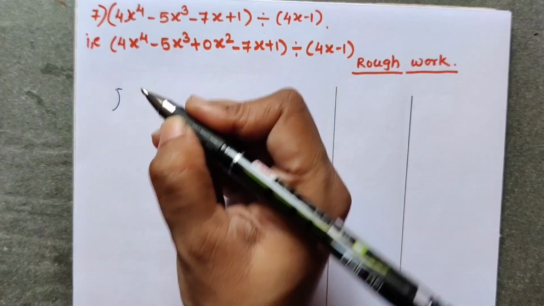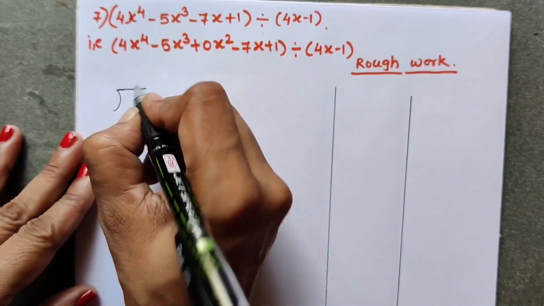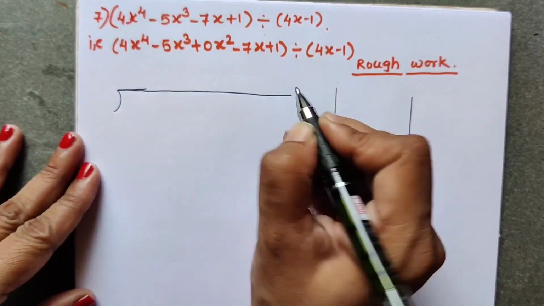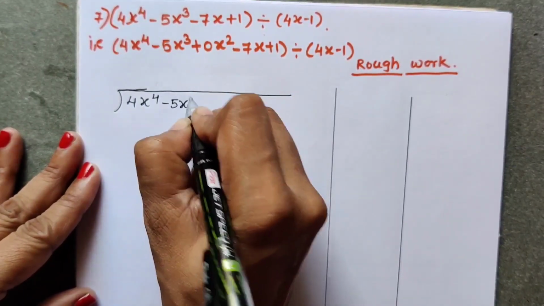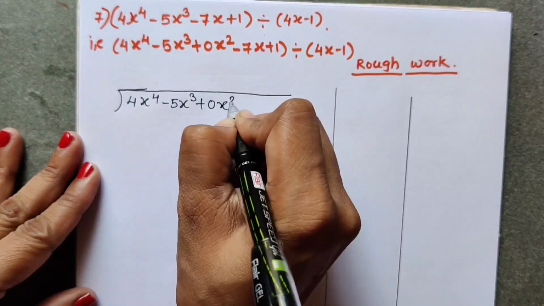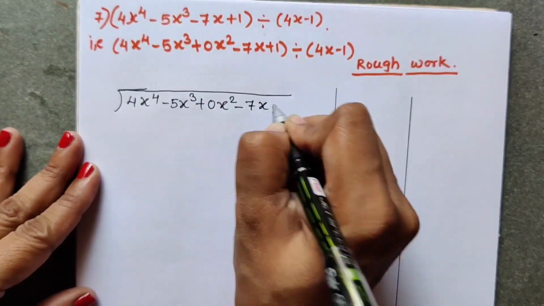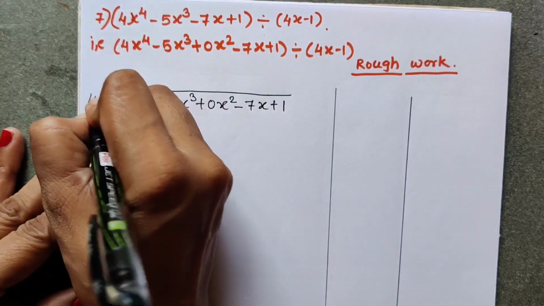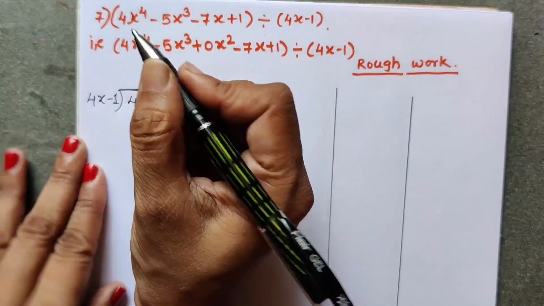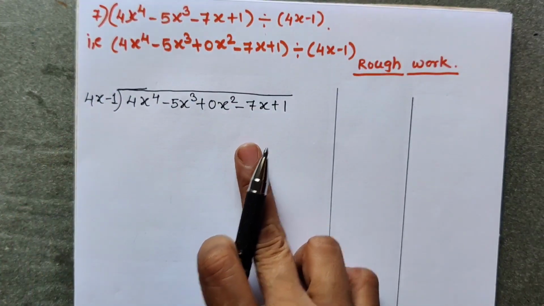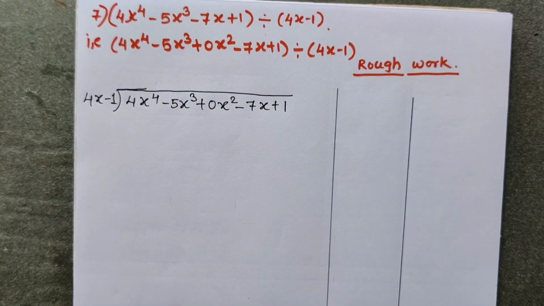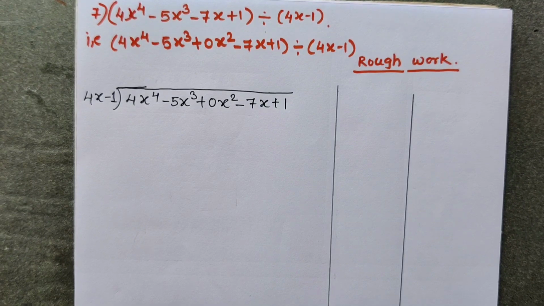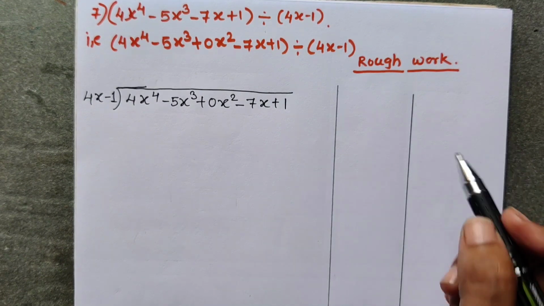Main method, we write on the left hand side 4x raised to 4 minus 5x cube plus 0x square minus 7x plus 1, divided by 4x minus 1. See children, if any one term is missing, we can add that term by writing 0 as the coefficient. So the term is also added and the value is also not changed.